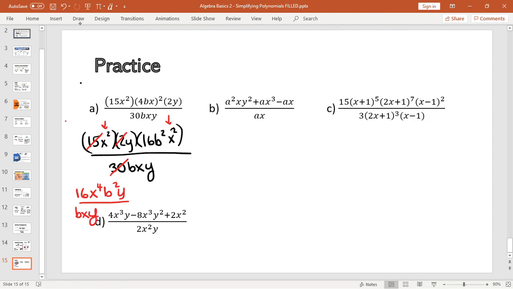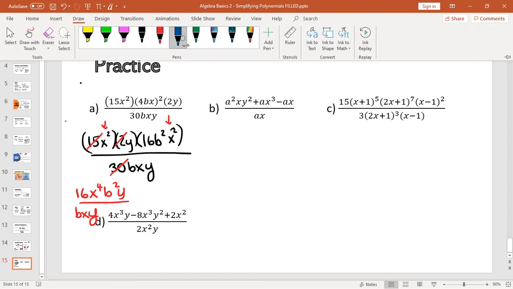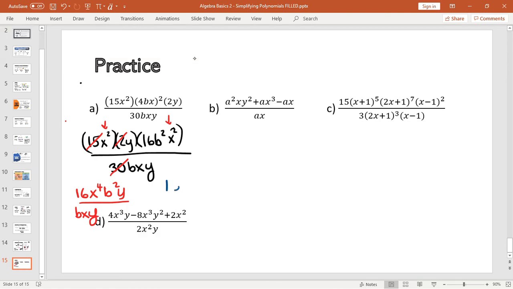bxy. Okay, so switch colors again, because this is messy. So when I look at this, I see that 16 is fine. This is going to drop to 3. This will disappear. x cubed, exponent laws are just canceling. This will drop to a plain b. And y over y is 1. The y's completely cancel. So this is my final answer for that.